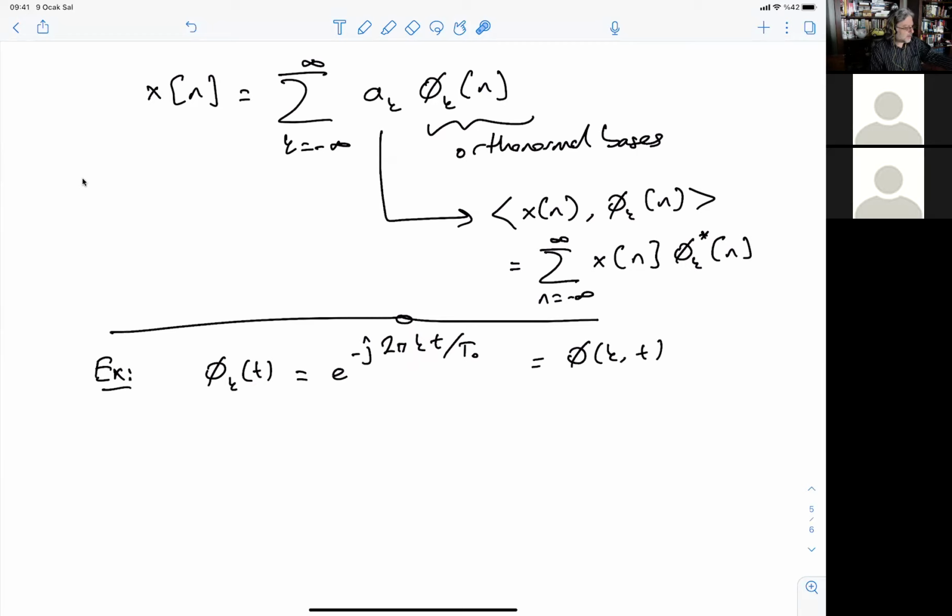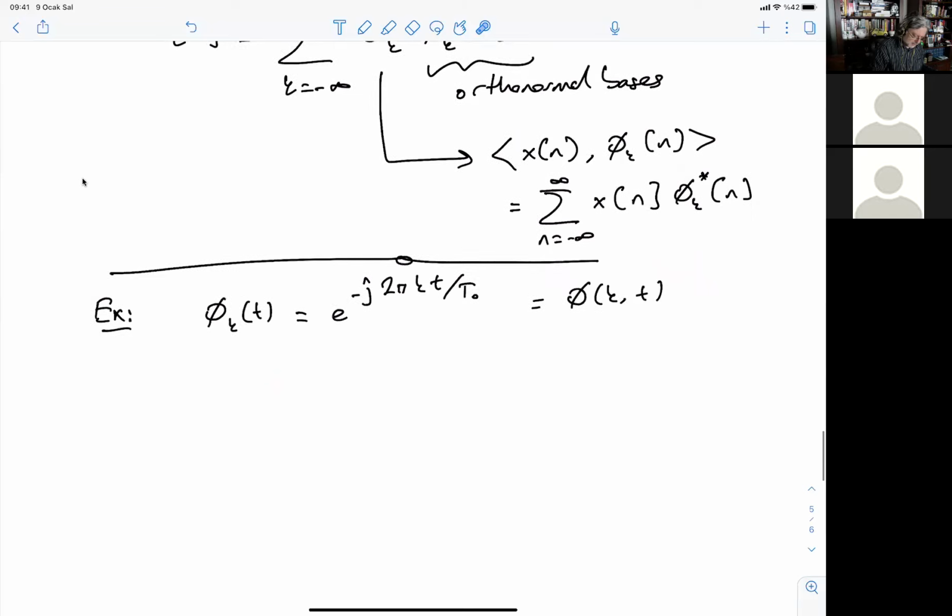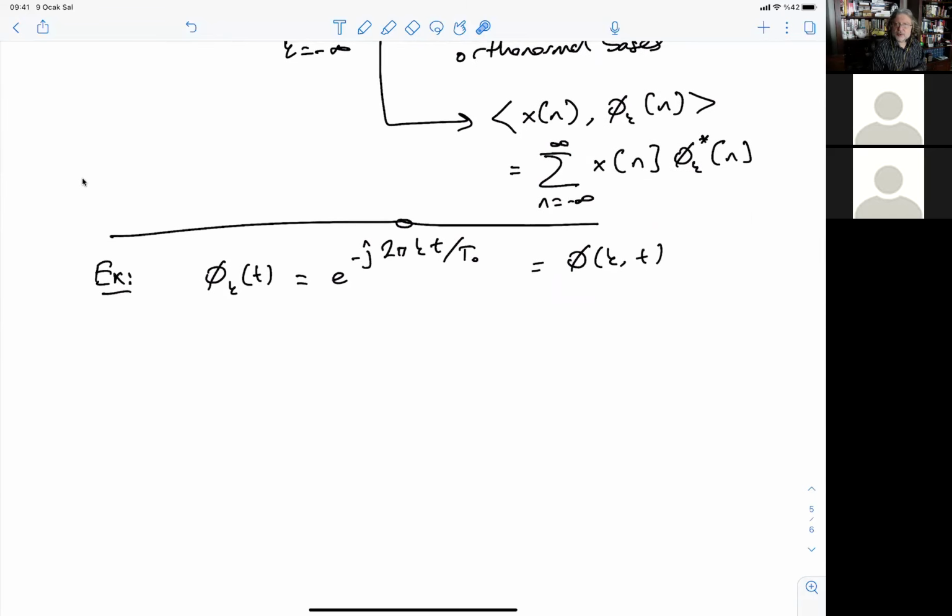The result that we get from this kind of representation requires that this thing needs to be orthonormal, which means it's orthogonal to other phi k of t's, and its norm, you have to define a norm, you have to define a distance for these operations. According to the signal norm, it must have a unit norm. The norm must be equal to 1. Whereas for this one, it's not. Its norm is T0, because it depends on T0.